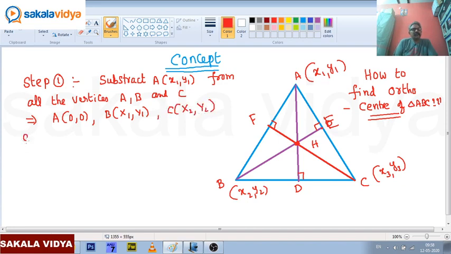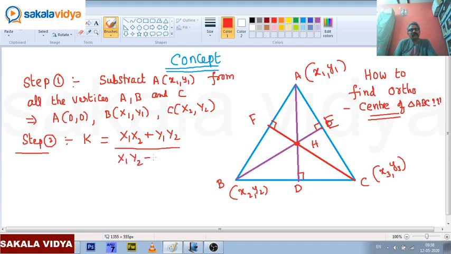Next, step 2. What does step 2 mean? We need to find the K value. What is the K value? I will tell you. That is (X1 X2 plus Y1 Y2) upon (capital X1 Y2 minus capital X2 Y1). You calculate the K value.